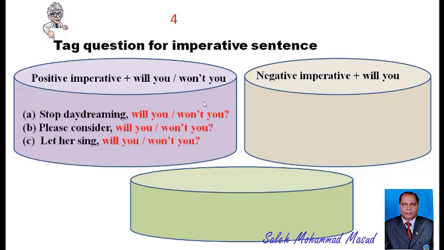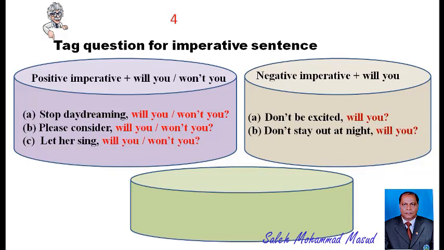For positive imperative: Stop daydreaming, will you or won't you? Please consider, will you or won't you? Let her sing, we can use will you or won't you? Some examples for negative imperative: Don't be excited, will you? Don't stay out at night, will you?